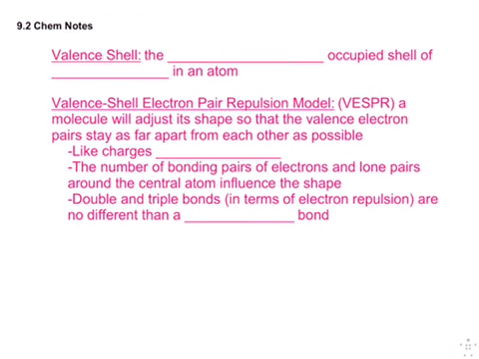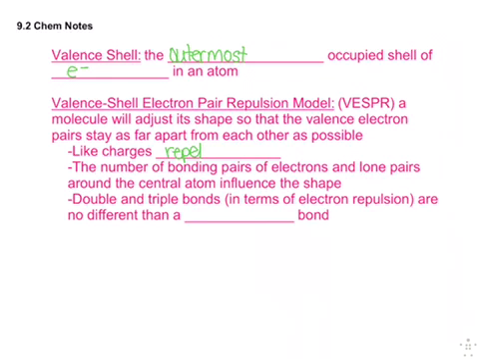nuances, I guess. So we've talked about the valence shell of electrons, but just as a reminder, it is the outermost occupied shell of electrons in an atom. And we get this wonderful theory and model, the valence shell electron pair repulsion model. Thankfully, they call it VSEPR for short. It states that a molecule will adjust its shape so that the valence electron pairs stay as far apart from each other as possible. This is because like charges repel each other.